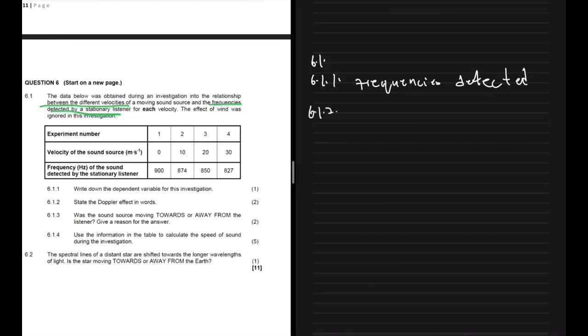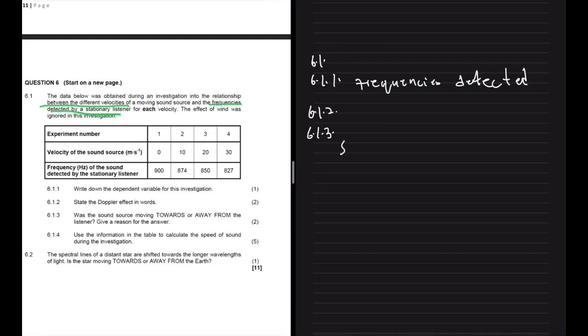6.1.2 State the Doppler effect in words as the change in frequency, pitch, or wavelength observed by a listener because of relative movement between a sound source and the listener. 6.1.3 Was the sound source moving towards or away from the listener? Give a reason for your answer.